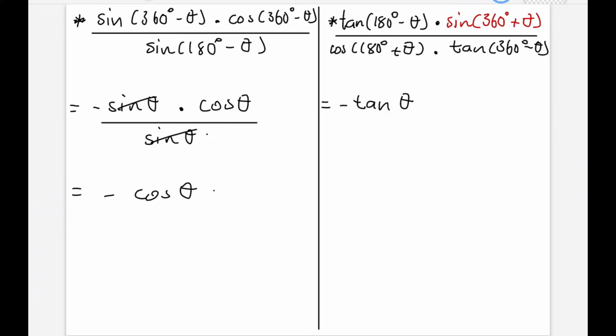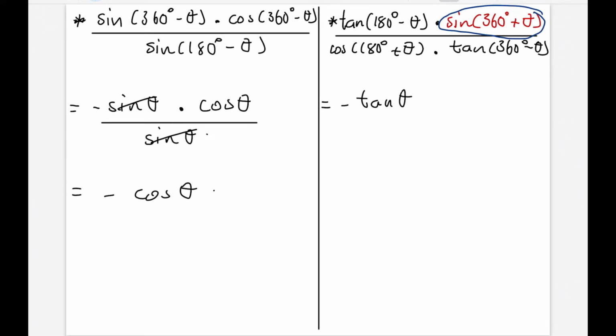Now, what about on this side? We have here the tangent of 180 minus theta times sine 360 plus theta over cos 180 plus theta times tan 360 minus theta. We know that 180 minus theta is where tangent is negative, so this becomes negative tan theta. Now, grade 11s and matriculants, what happens here?